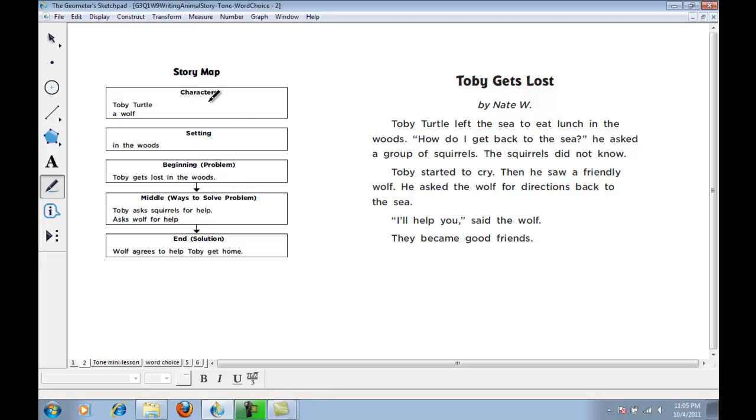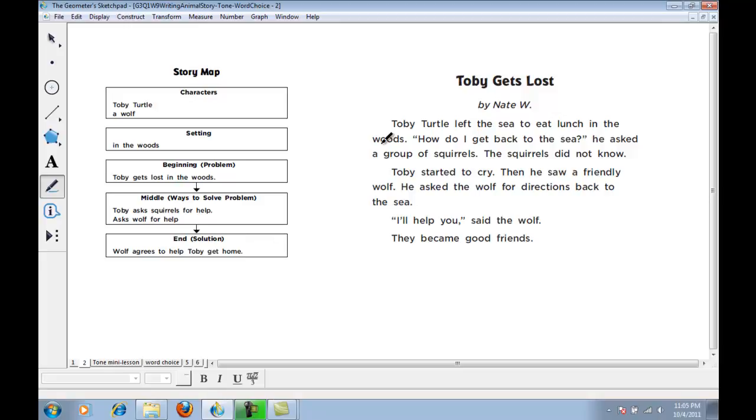Now let's look at the details that have been written in this story map. The characters of this story are Toby Turtle and a wolf. The setting is in the woods. At the beginning, the problem is that Toby gets lost in the woods. In the middle, let's look and see how Toby tries to solve this problem. Toby asks squirrels for help, and he asks a wolf for help. And the ending tells the solution. And the solution in this story is that the wolf agrees to help Toby get home.